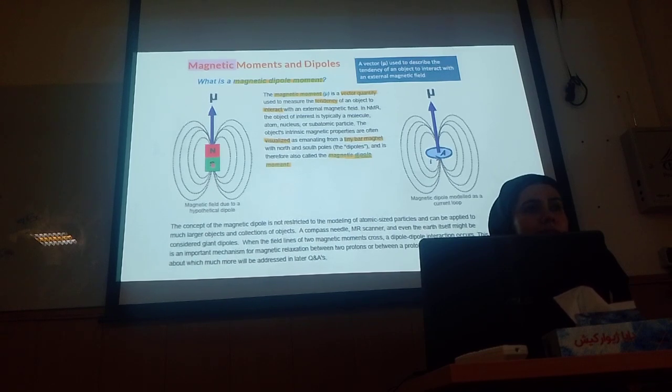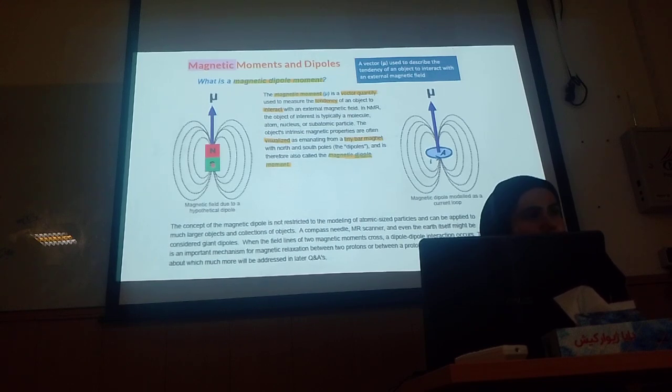We haven't applied a magnetic field yet. Okay? We are speaking about a natural property. We haven't yet applied a magnetic field. We are speaking about the magnetic property of the hydrogen nucleus. The hydrogen nucleus has a magnetic property around itself. Okay? Did you understand?